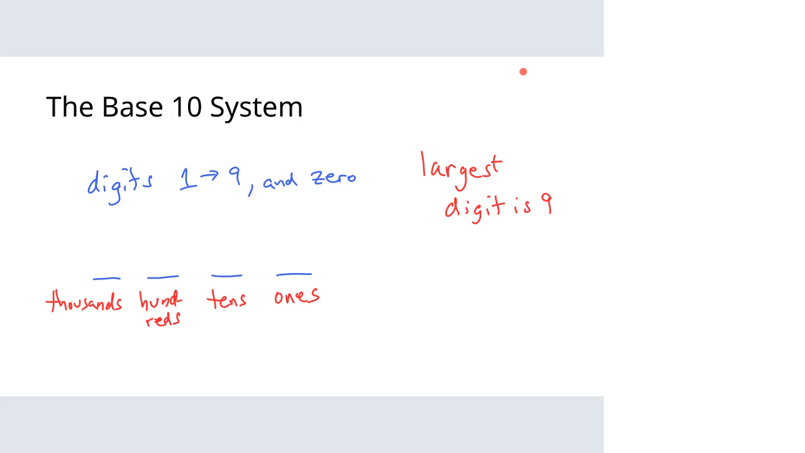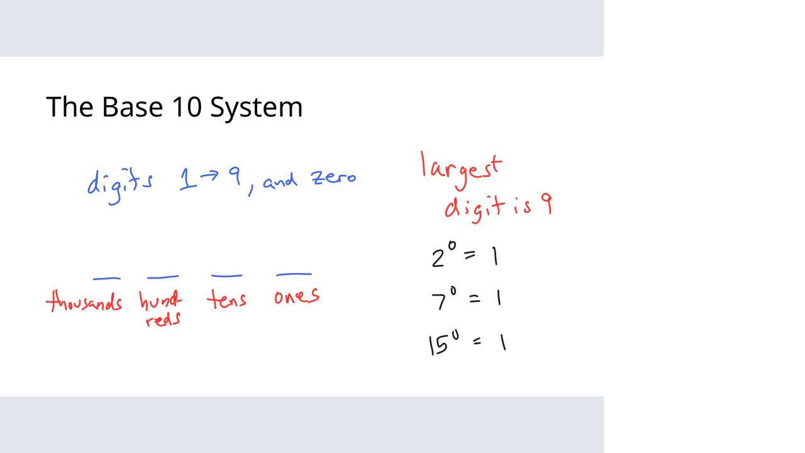Anybody remember anything raised to the 0 power? So if I have 2 raised to the 0 power, or 7 raised to the 0 power, or 15 raised to the 0 power, those all have the same value. Anything raised to the 0 power is, anybody remember? Outstanding. Very good. Anything raised to the 0 power is 1.